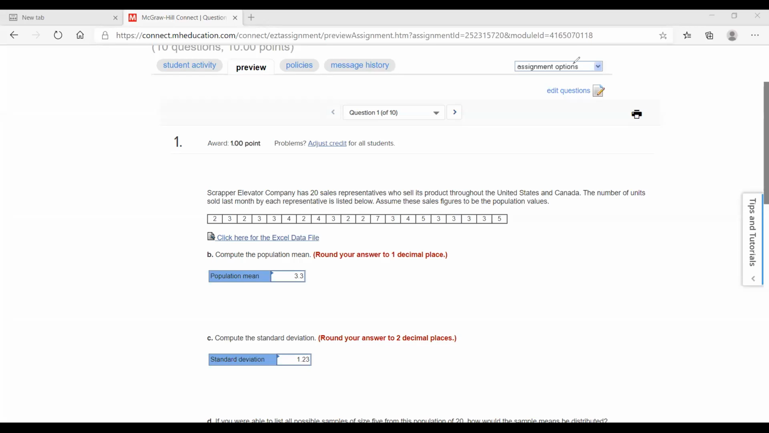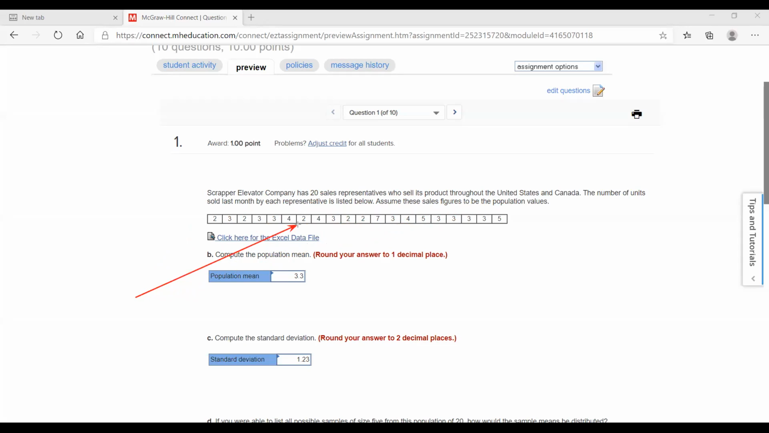All right, let's take a look at your Chapter 8 homework. This is problem number 1. In this first one, they've got a scrapper elevator company that has 20 sales reps who sell its product through the US and Canada. The number of units sold last month by each representative is listed below. Assume these sales figures to be population values.